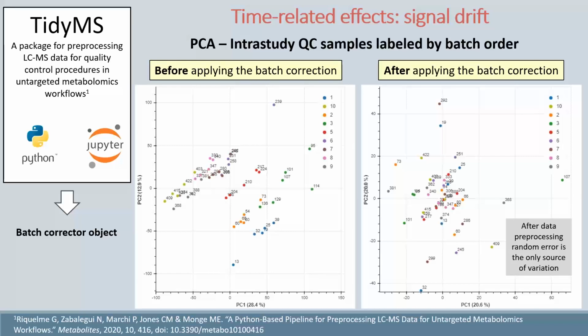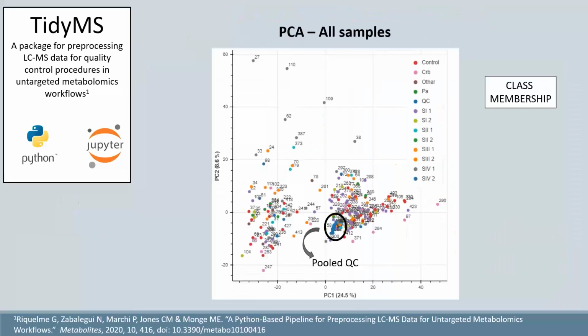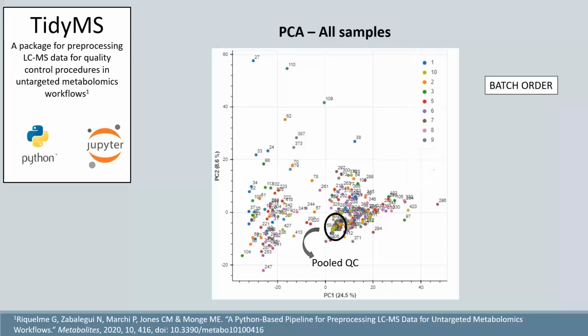In the following slides, I want to point out that in TidyMS, we can easily change the sample label to evaluate potential confounding factors. In this slide, the PCA score plot was made employing class membership as label, but we can do the same with batch order, for example, or gender, or any other metadata information we have, and check that no trends or clusters are observed in the plots. As you can see, all intrastudy QC samples lie in the center of the plot after performing this data preprocessing step.